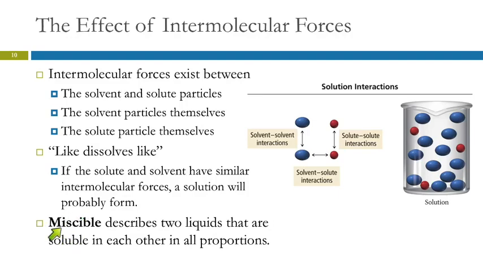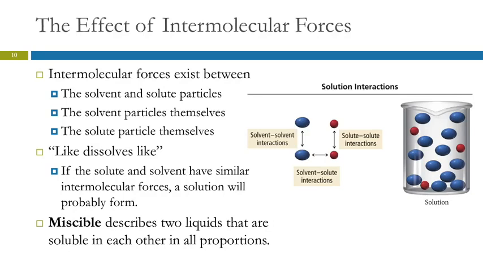Miscible is the word we use to describe two liquids that are soluble in all proportions. So alcohol and water are miscible. You can take a glass of water and put 2 drops of alcohol in it, and it'll mix up just fine. You could take a glass of neat alcohol and put 2 drops of water in it, and that will mix up just fine as well. You can't do that with everything, but it does work with liquids that are soluble in each other.